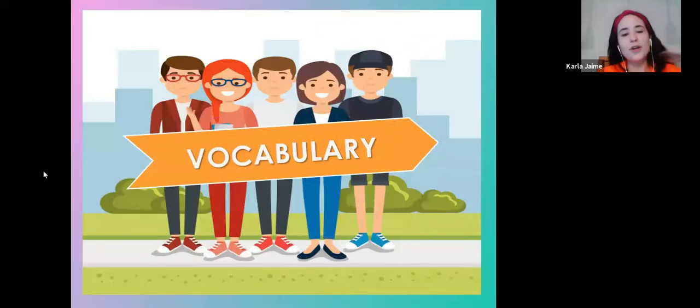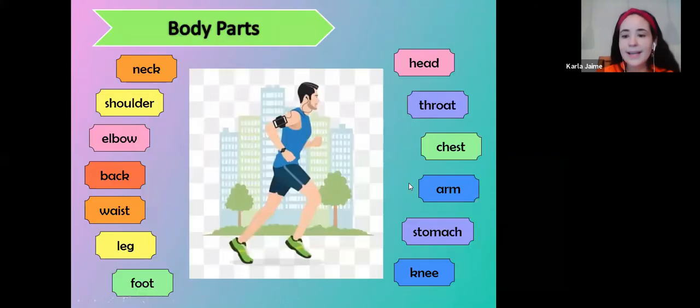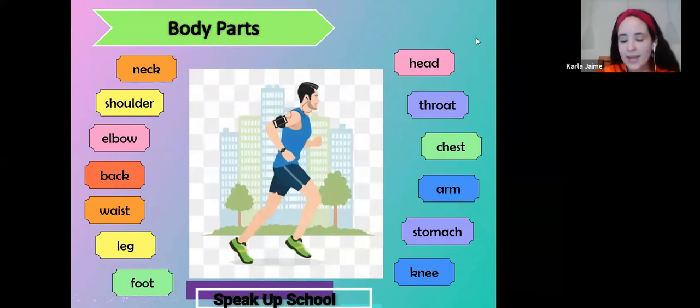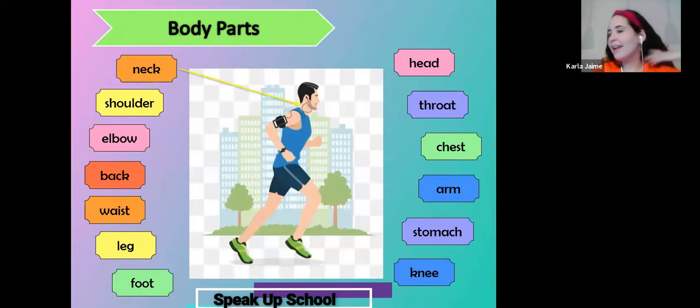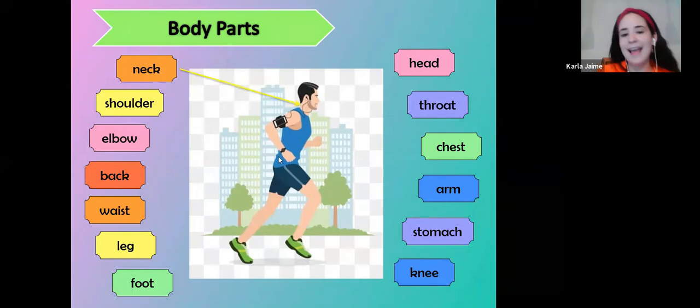Today, we're going to see the body parts, okay? Every part of the body. I'm gonna begin. It's very easy. It's just a picture, okay, with the labels of each body part. So let's begin. We have neck. The neck is this part of the body, okay? This is the neck. You can see it here on the man, right?